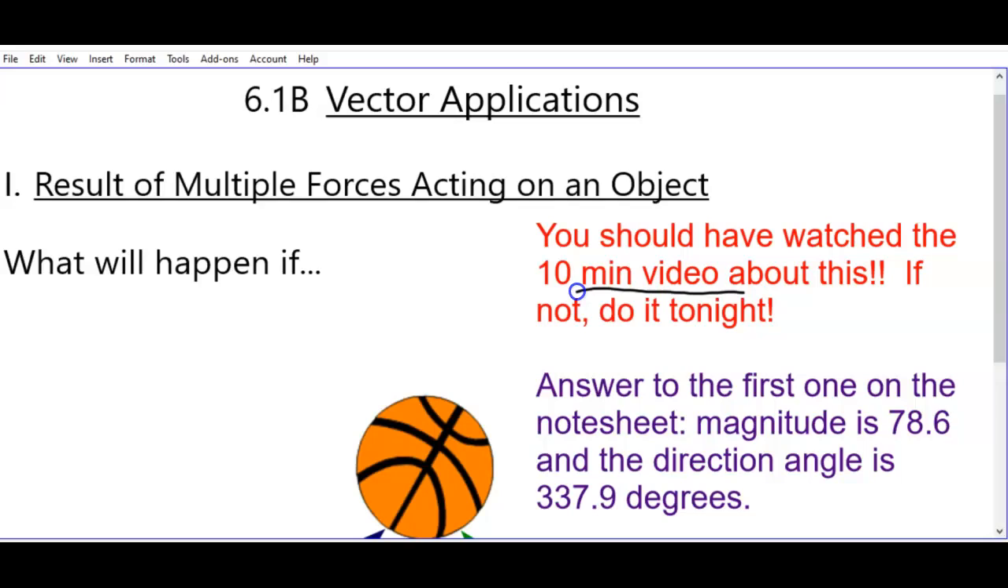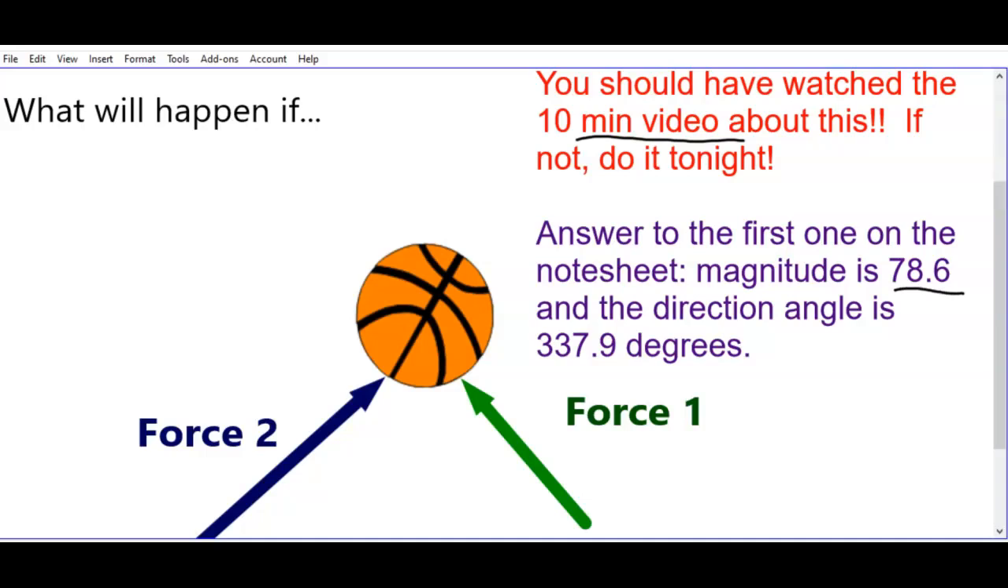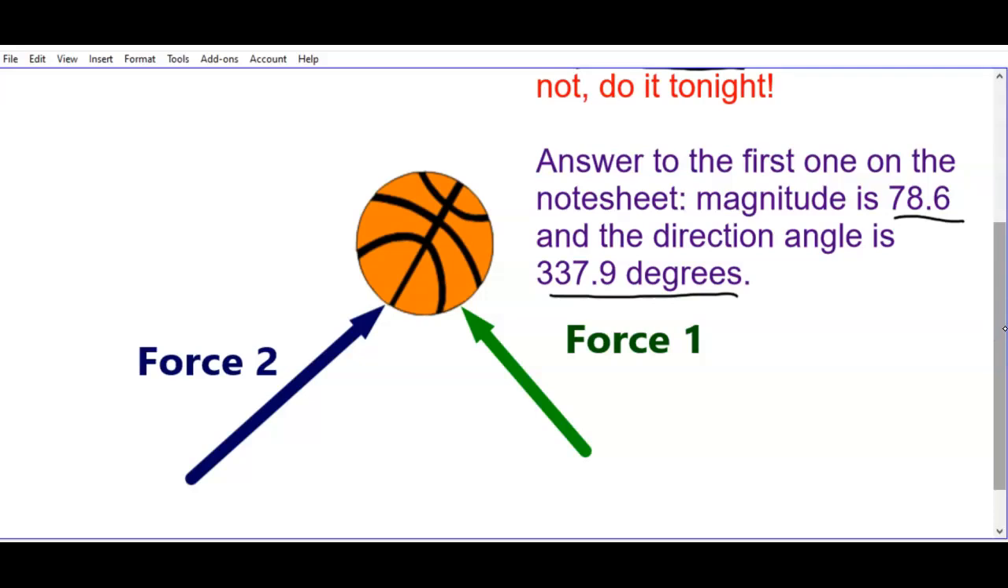If you did, you should have gotten the answers of magnitude 78.6 and the direction angle 37.79 degrees. We were just pushing a couple forces on something. What's going on? Okay, so there's a video on that. If you didn't get that done, make sure you do that.